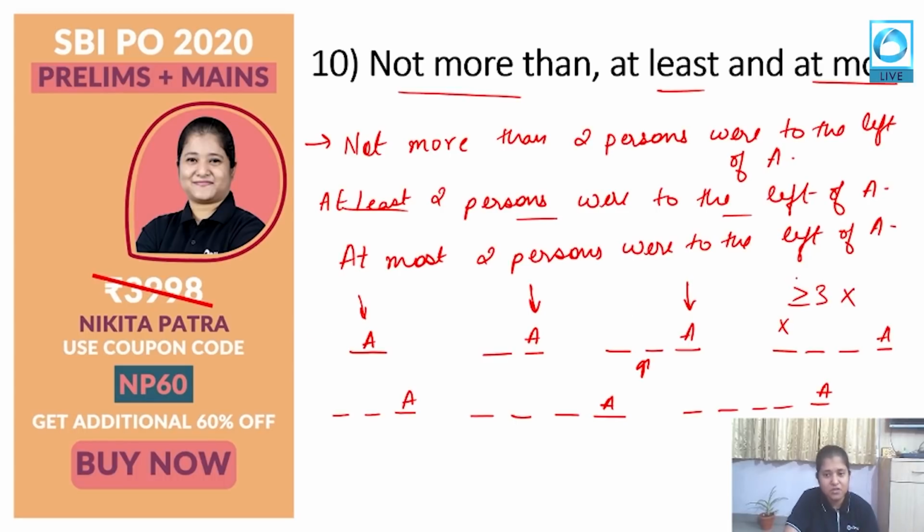At most 2 persons were to the left of A. That means maximum 2 persons हो सकते हैं. ठीक है, at most, again that is the same one. That is, at most 2 persons were to the left of A. That means A can have 0 persons. A can have 1 person, A can have 2 persons. 3 persons या 3 से ज्यादा possible नहीं होगा. That is, at most 2 persons were to the left of A. I hope this is clear to everyone.